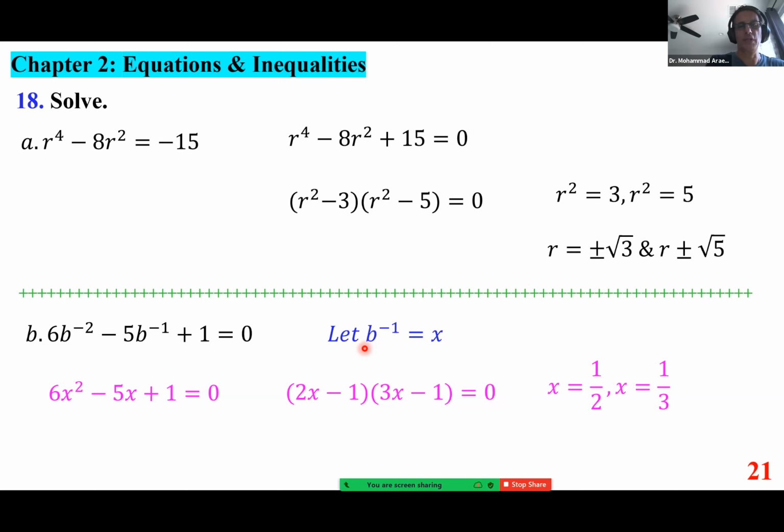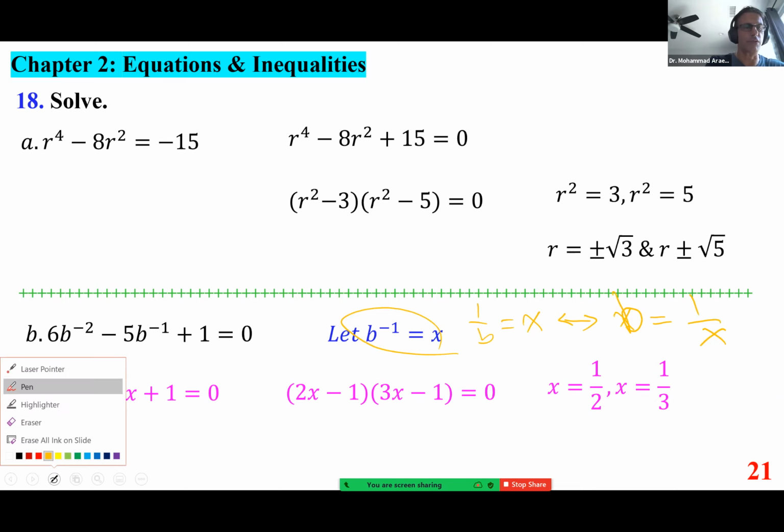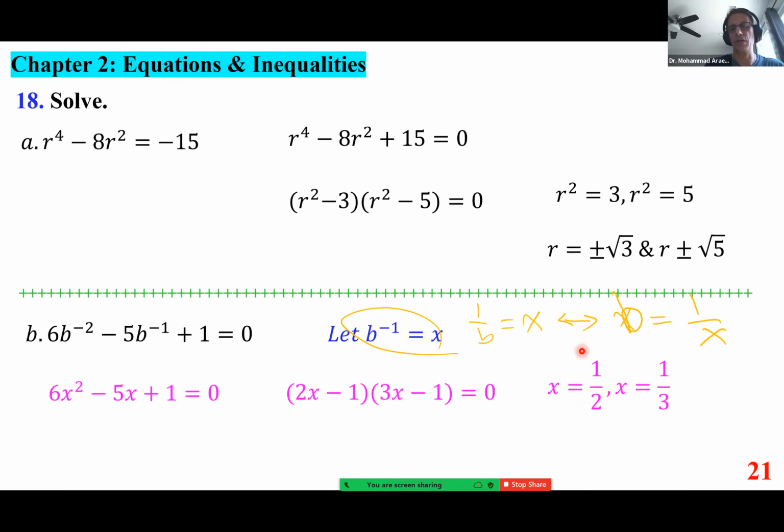So it's important to know the meaning of that. B to the power of -1 means 1 over b. And I hope you realize that if x is equal to 1 over b, then b is 1 over x. In other words, they are reciprocal of each other. So what is b? The reciprocal of this number is 2. The reciprocal of this number is 3. And that is the final answer for this. Substitution is a very powerful methodology for solving equations.